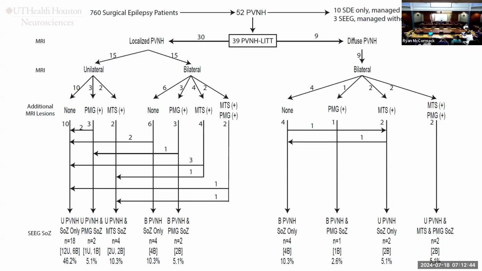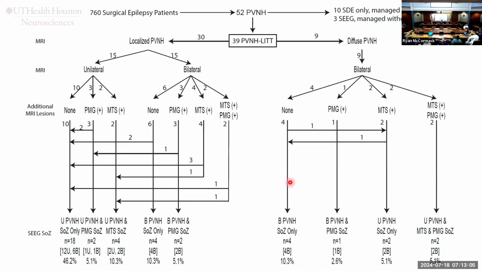Of these 52 patients, 39 were treated with laser ablation. And of this, like I said, there's really two different varieties of PVNH localization. One where it's localized in discrete specific areas, others where it's diffuse laminar spread along the ventricle. That's usually associated with the genetic filamin disorder.